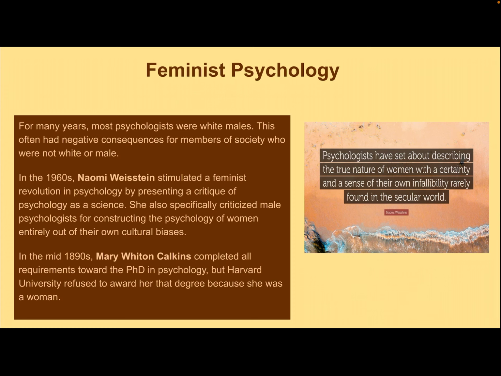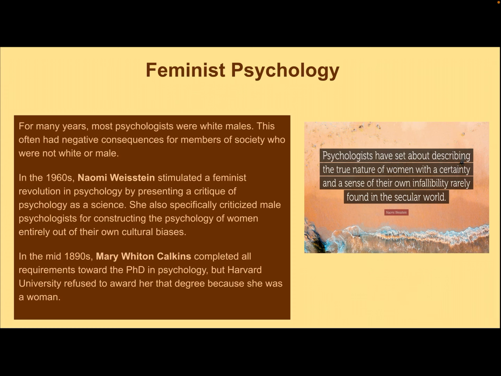Also around this same period of time, feminist psychology became a thing, which was good because until now, pretty much all the psychologists were white males. For many, many years, since the beginning of psychology, white males totally dominated the field, as they did and do in many fields. And this really had negative consequences for people who weren't white and male, especially because psychology is studying humans. We need to study all kinds of humans, right?